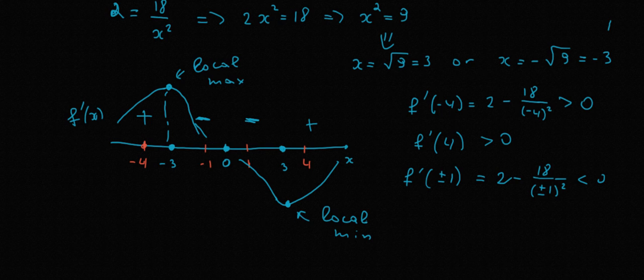Now the problem was asking to find the point where the function has a local or relative maximum, and we see from our analysis that that point is -3. So the answer for this problem is x equals -3.